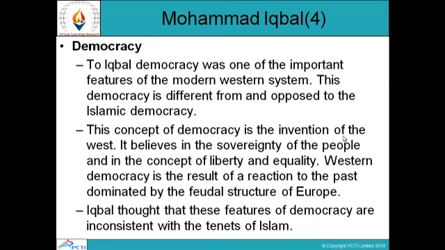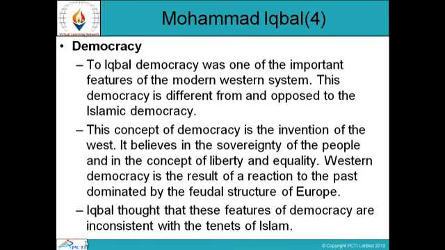It believes in the sovereignty of the people and in the concept of liberty and equality. Western democracy is the result of a reaction to the past dominated by the feudal structure of Europe. Why did democracy emerge in the Western countries? That was because of the reaction to the dominance of the feudal structure of Europe.